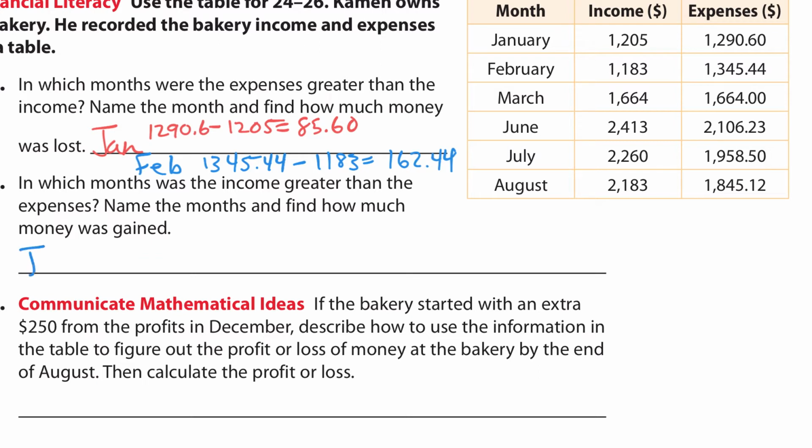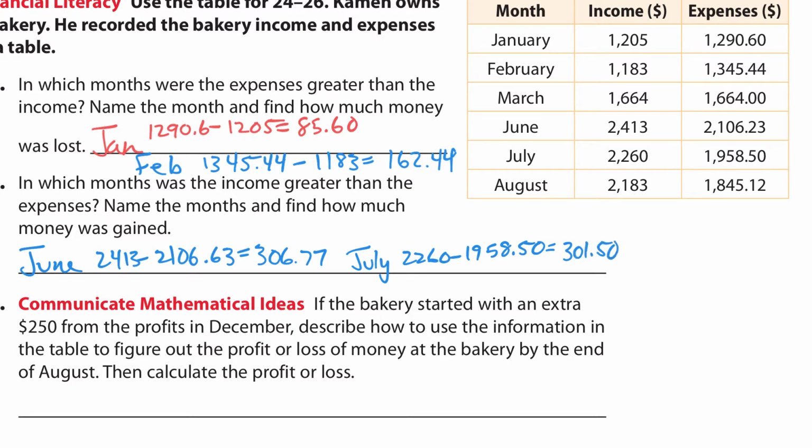But June, yes. If you take the income 2413 minus 2106.63, that is 306.77, and then July, I mean, you get the idea, right? 2260 minus 1958.50, and that amount is 301.50.